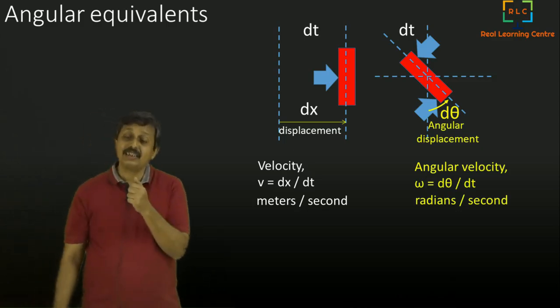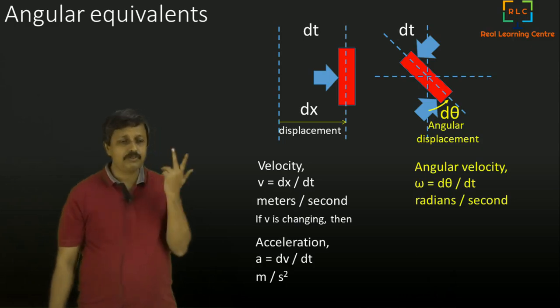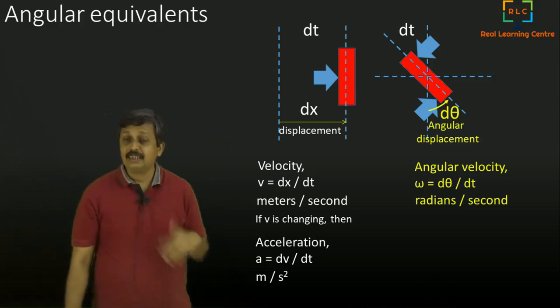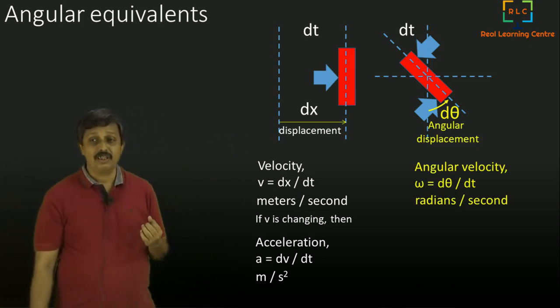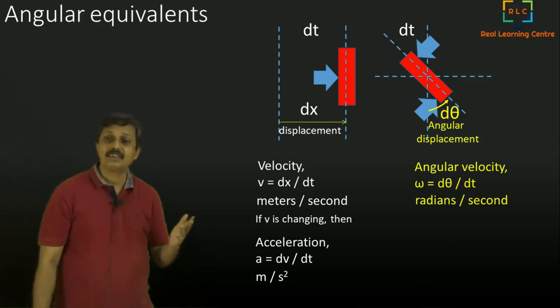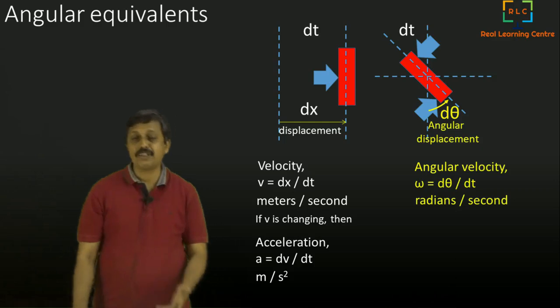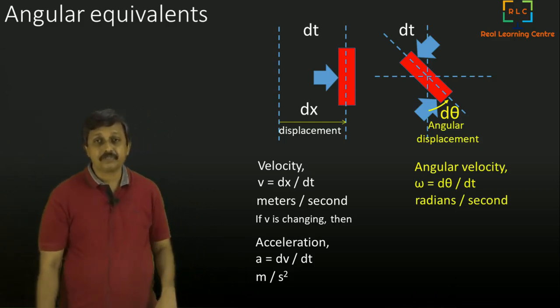Now let's understand: if the velocity is changing, suppose the velocity is changing, that means velocity is not constant. In that scenario, you will get into acceleration. And the acceleration is change in velocity by time, which is a is equal to dv by dt, and it is measured in meters per second square.